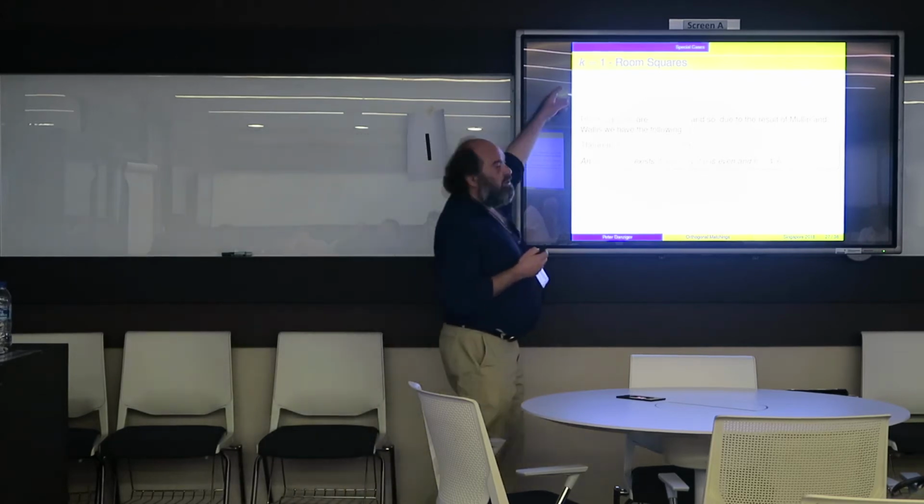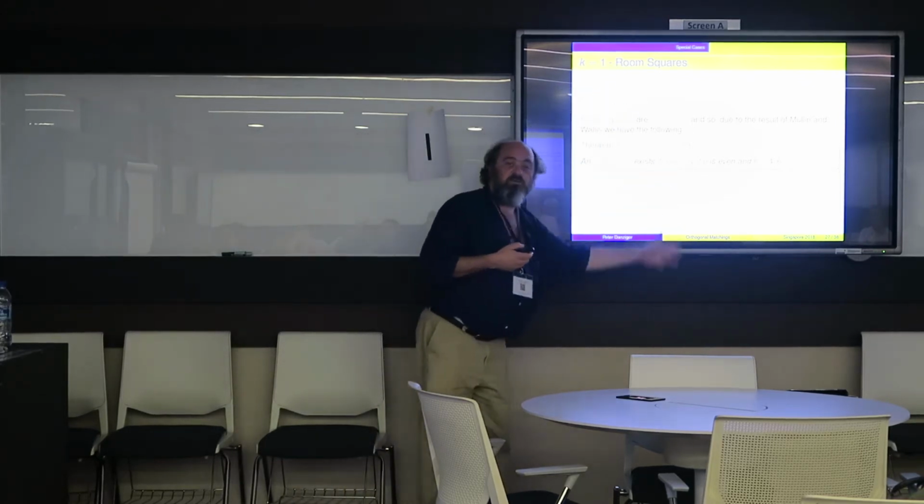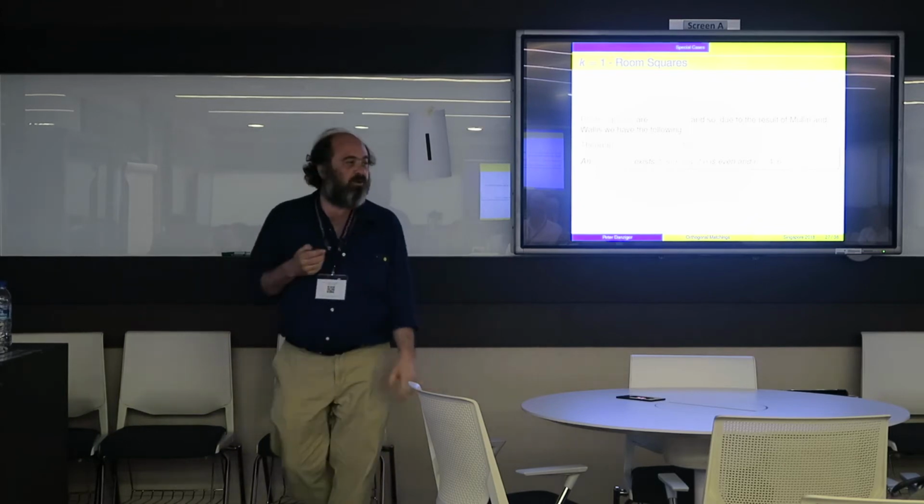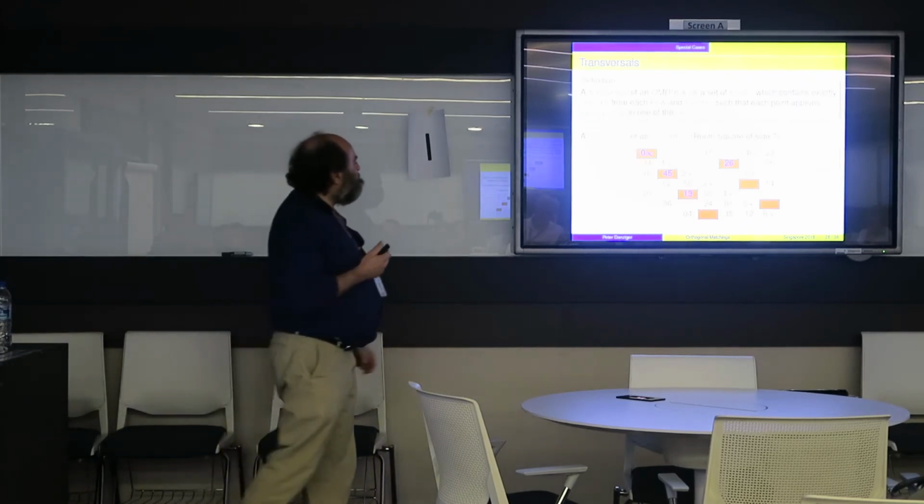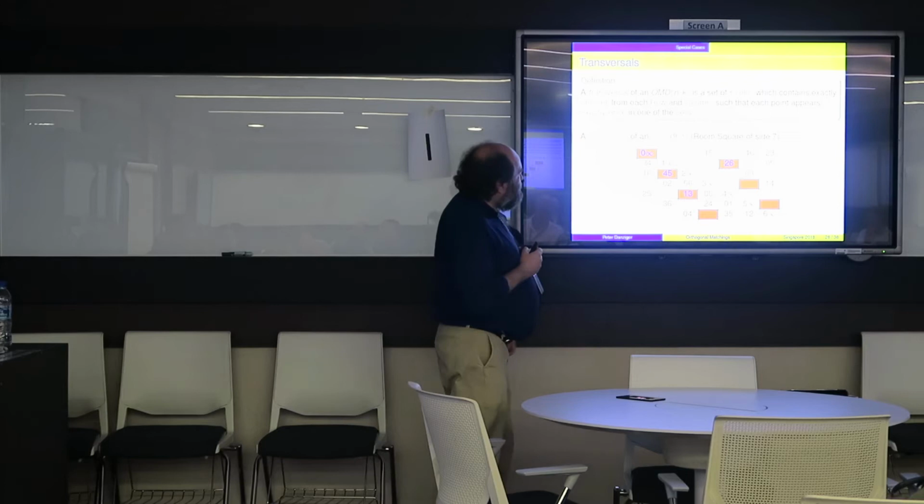So the first thing to notice is k equal 1, as I just said, are room squares, so we don't have to worry about that. I just want to talk about a few notions that we need.